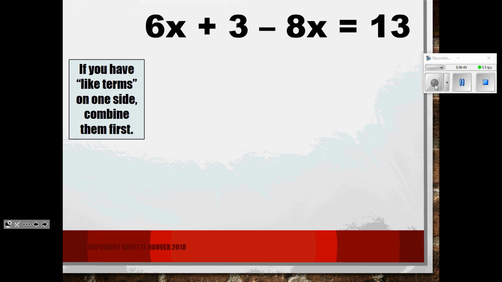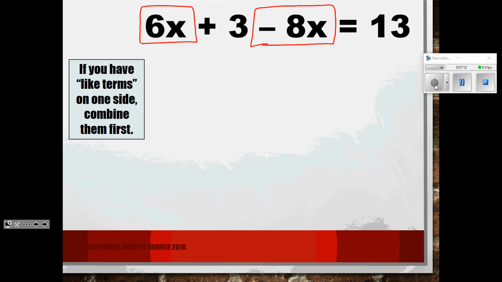Now, we're going to step it up a little bit more. If you look here, sometimes there is something you have to do before you do the two-step equation. If you notice on the left side, we have something that we've been working on called like terms. Those are terms where the same variable is attached. So we're going to have to combine both of these together first before we do our two-step equation.